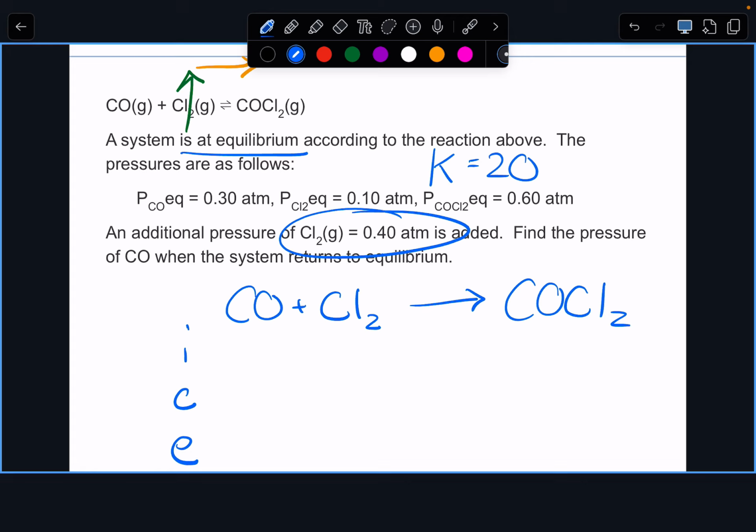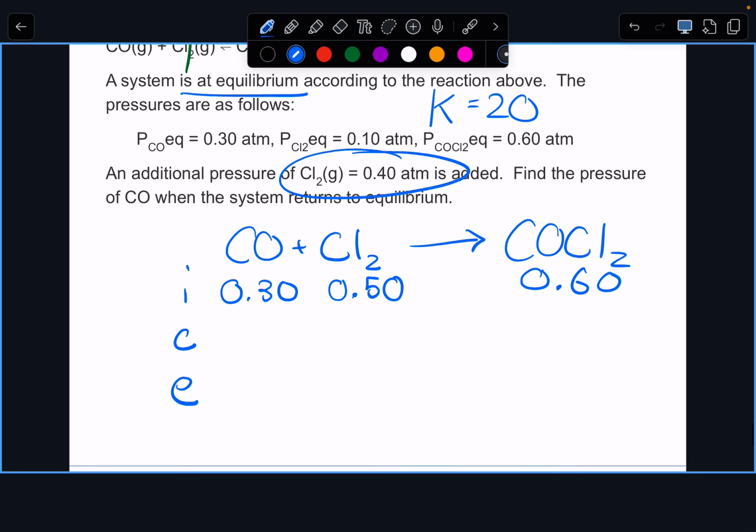Okay, so what are my starting amounts? I didn't change CO or COCl2, but I added a significant pressure comparatively to Cl2. So now that's 0.5. So it's no longer at equilibrium, but I know the direction it's going.